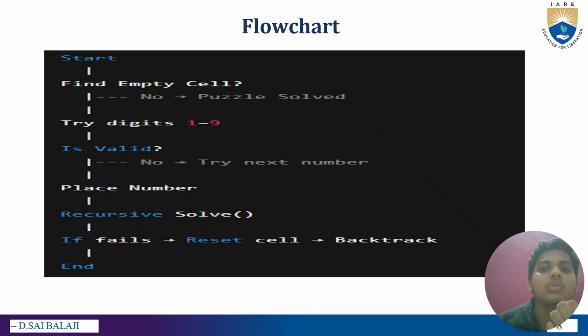And here you can see the flowchart for the main code, the source code for this Sudoku solver. Start the game, find the empty cell; if no, the puzzle is solved. Otherwise try digits 1 to 9. If it is valid, place the number and recursively solve; if not, try the next number. With recursion, it again goes to is valid, again and again. If it fails, it will reset the cells and backtrack to the recursive method.